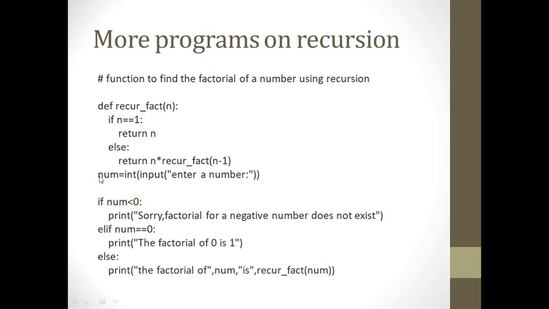Now in the main program we take a value from the user in the num variable, and if num is less than 0, then factorial for a negative number does not exist. And if num equals 0, factorial of 0 is 1. Else, print factorial of num is recur_fact. Recur_fact में num as an argument पास हुआ है, और फिर यहाँ जाके ये आया और इसको उसने execute किया function को. So this is the recursive function of factorial.